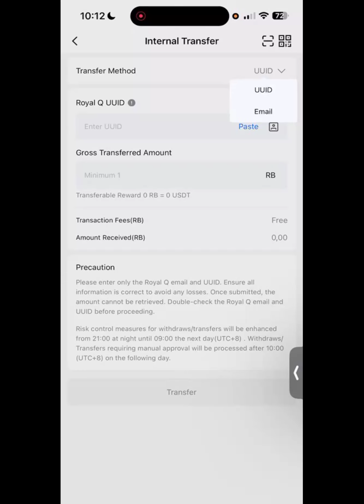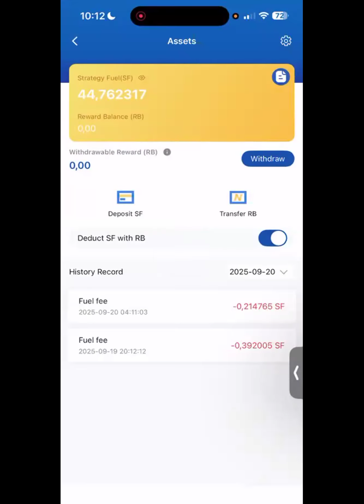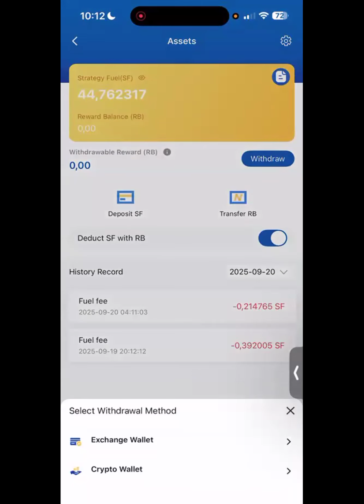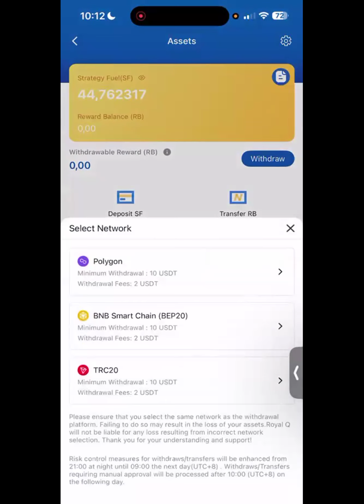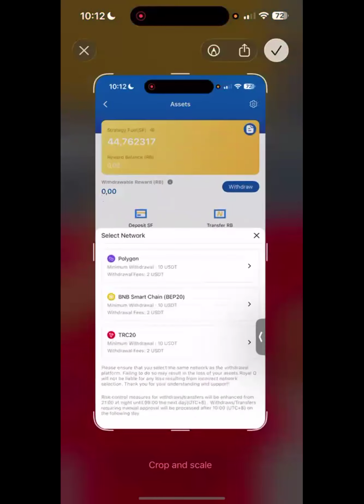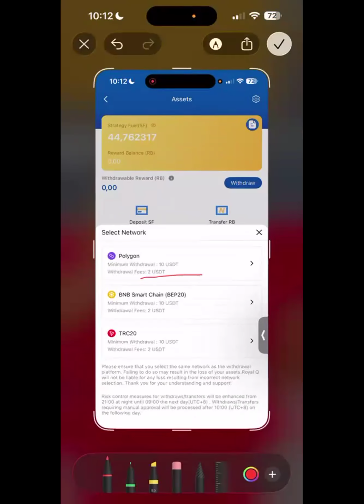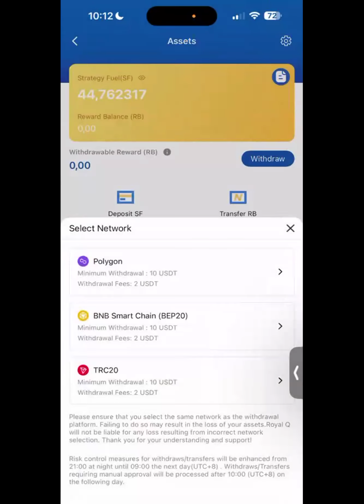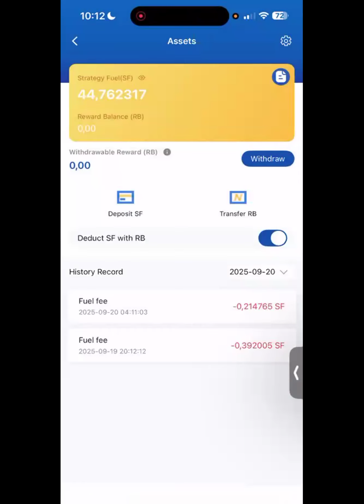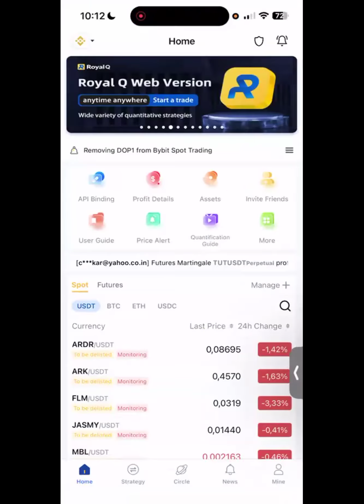But the external transfer, which is the withdrawal, you need to pay 2 USDT. Any amount you withdraw, you pay 2 USDT. Whether you are using BEP20, TRC20, or Polygon Network, you pay 2 USDT. I hope that is clear. Okay, so this account, there is no withdrawal details for me to show you. I'll show you on a different account.